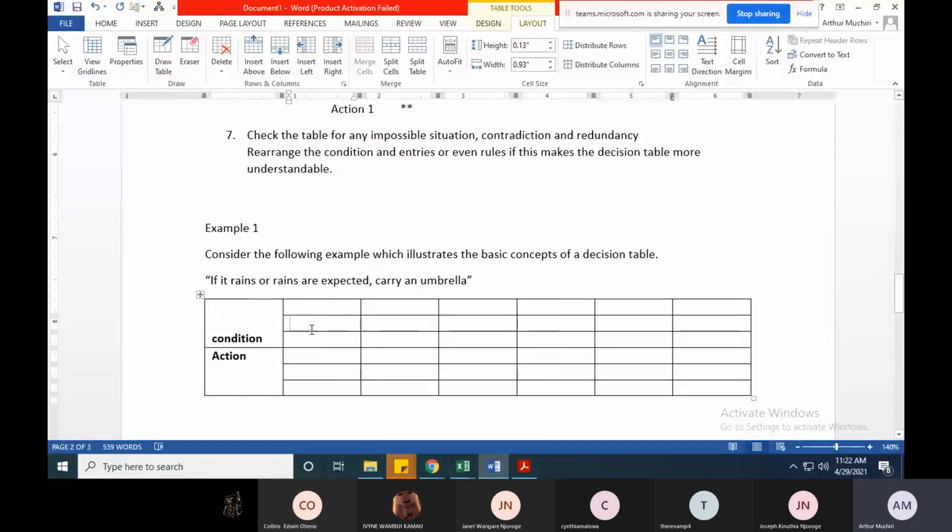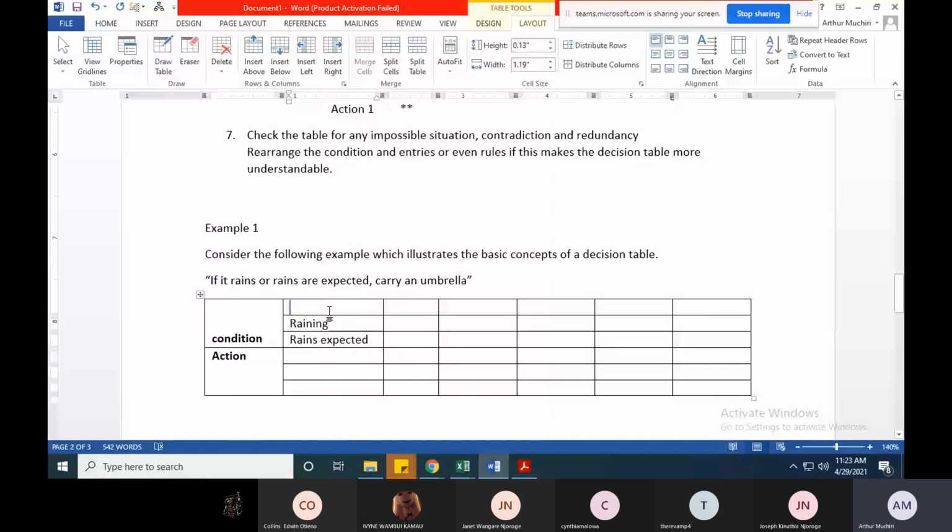So for the conditions, we have two conditions, which is raining, the condition 1, and the other one is rain expected. You can have rain expected or rain predicted. Those are the two conditions that we have. Do we need a title? Do we need a header for this? Yeah, we can also have a header. We say conditions.